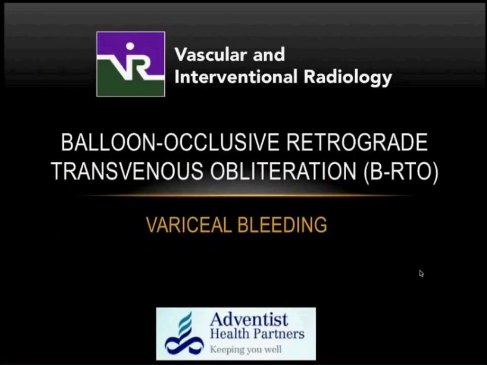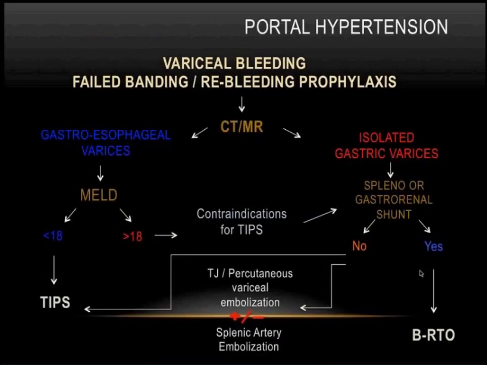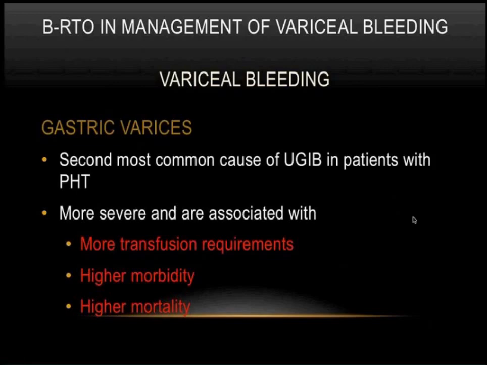So what about BRTO? Again, with BRTO, we're talking about a patient who has either isolated gastric varices or gastroesophageal varices with an elevated MELD score. So you think about going through BRTO if they have a gastrorenal shunt. I think you guys recently had a webinar about this. It's the second most common cause of upper GI bleeding in portal hypertension. And of course, it requires more transfusion, with higher mortality and morbidity than gastroesophageal varices.